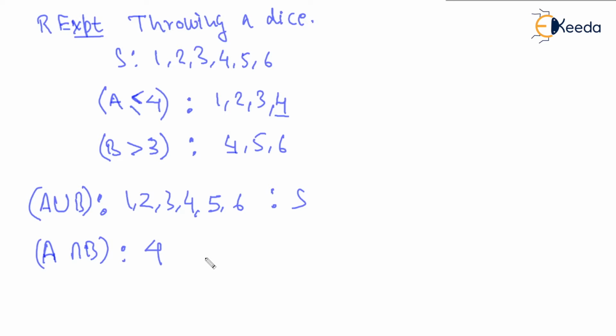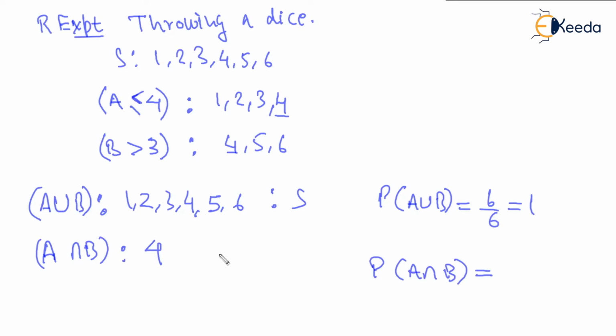If we had to find the probability of A union B, the number of events is 6, the number in the sample space is also 6, so 6 by 6 is equal to 1. The probability of A intersection B will be the number of events is 1, the number of events in the sample space is 6, so 1 by 6.